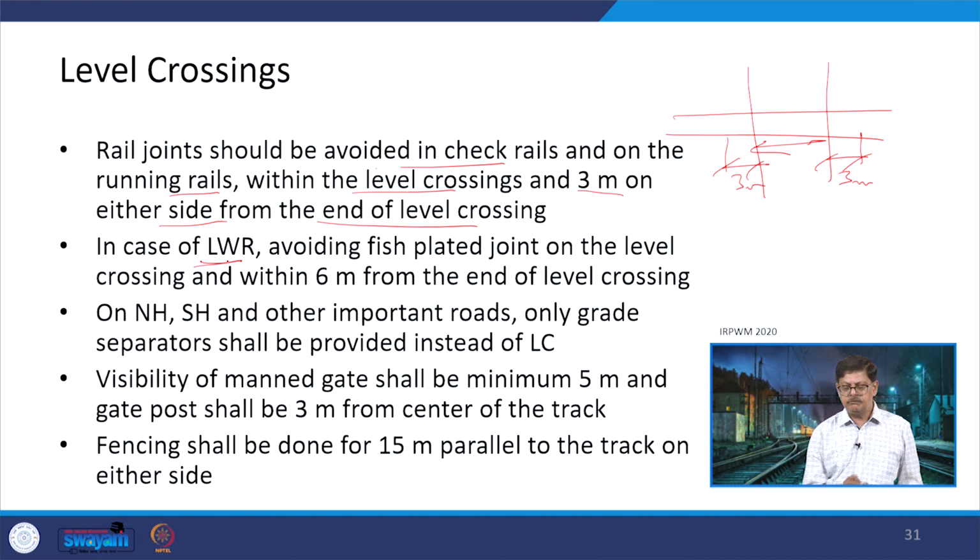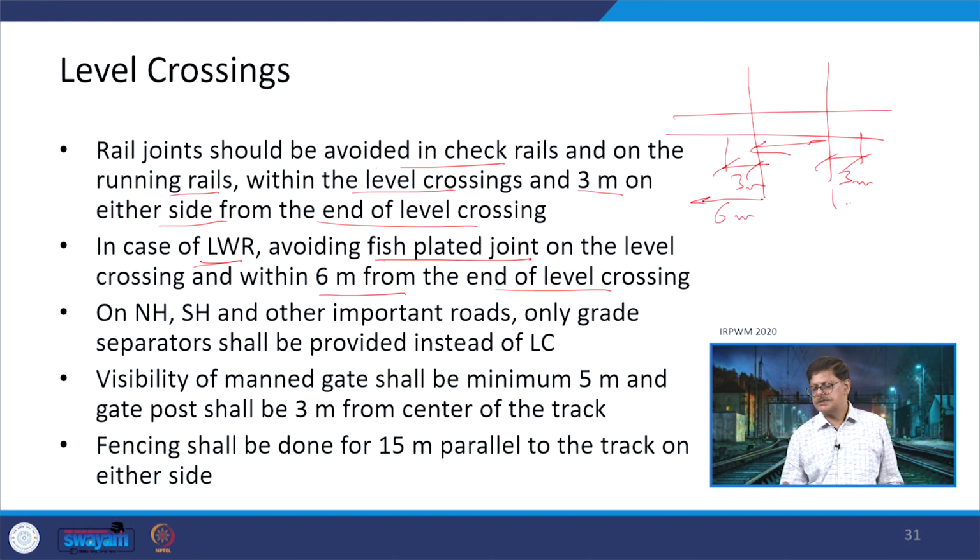In case of the LWR, avoid the fish plated joint on the level crossing and within 6 meters from the end of the level crossing. That means in this case the distance increases to 6 meters, and fish plated joints should not be there in those areas. When we are talking about a high quality road network, it is better that instead of providing a level crossing, that means an at grade system, we should have a grade separated system. So, the road can go from the top.